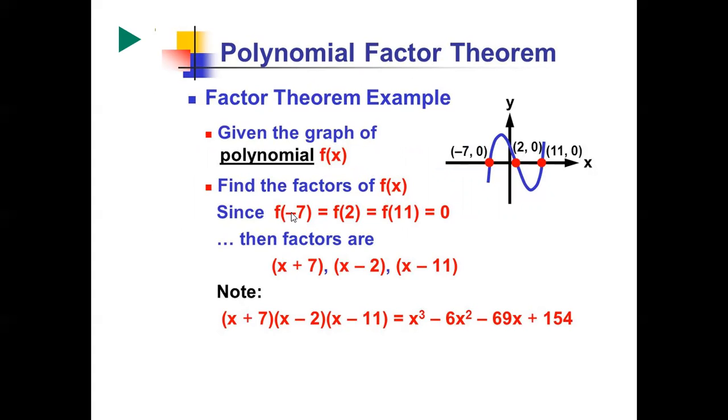So notice here, we're at -7, 2, and 11, right? So therefore, my factors are going to be the opposite of them. If I'm at -7, then my factor is x plus 7. If I'm at +2, then my factor is x minus 2. If I'm at 11, then my factor is x minus 11. Are we okay with that? So you identify the x-intercepts, and their opposites are the factors. So here are my factors.